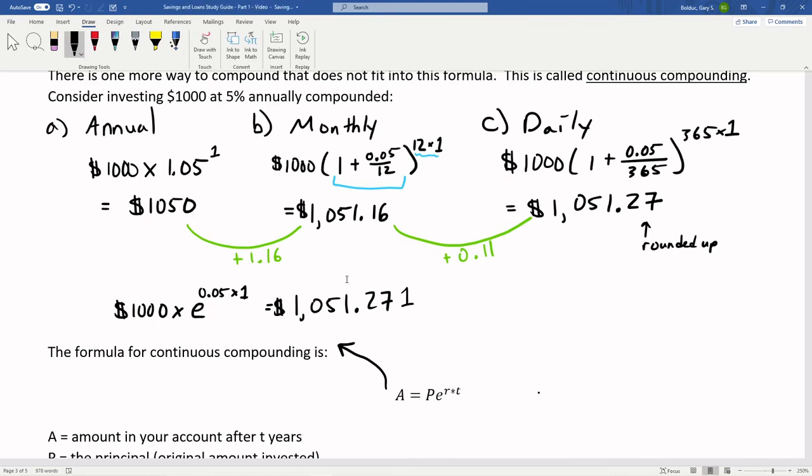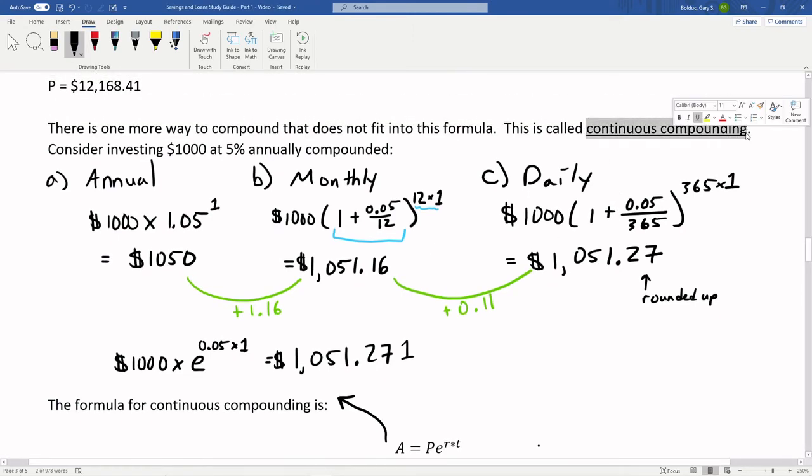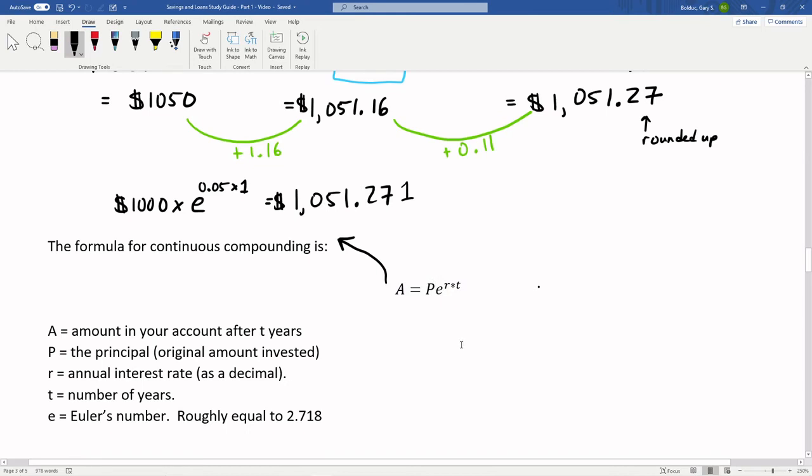If you have 5% annual compounding, you put $1,000 in and you let it sit for a year, there's no way to split up the compounding over the year and do better than this number. This is it. This is the best. I know it's a crazy idea. I do not expect you to be able to fully wrap your head around this idea. All I want you to do is be able to read a problem, say continuous compounding, use this formula. That's all I'm asking you to be able to do here. It's just read the problem, continuous. Oh, that's the special one. Let me go get the special formula. Done.